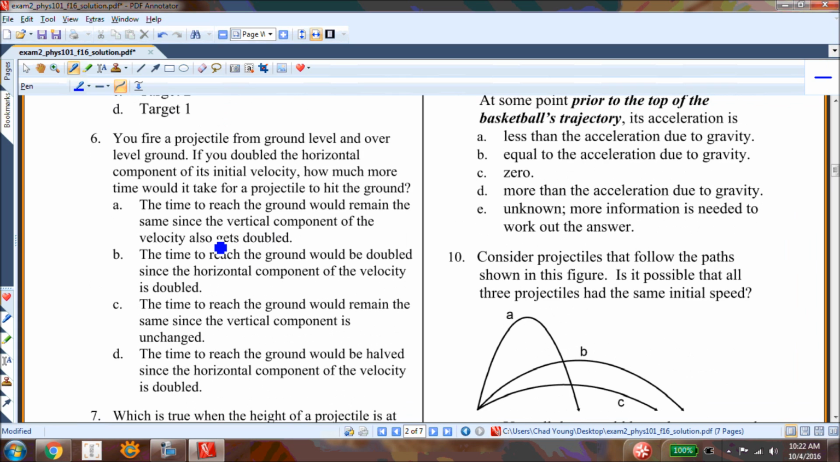Fire a projectile from ground level over level ground. If you double the horizontal component of the initial velocity, how much more time would it take for the projectile to hit the ground? If you double the horizontal component, that does not affect the time. It would only if you change the y component of the vertical velocity. So let's see. The time to reach the ground would remain the same since the vertical component of the velocity also gets doubled. Okay, that's not true, because we're not doubling the vertical component. The time to reach the ground would be doubled since the horizontal component of the velocity is doubled. That's not true. That would remain the same since the vertical component is unchanged. So that is the answer. And then D is not true either.